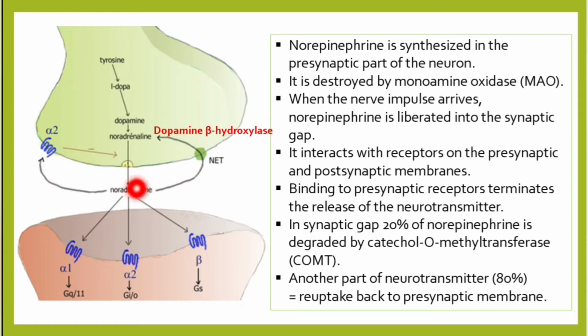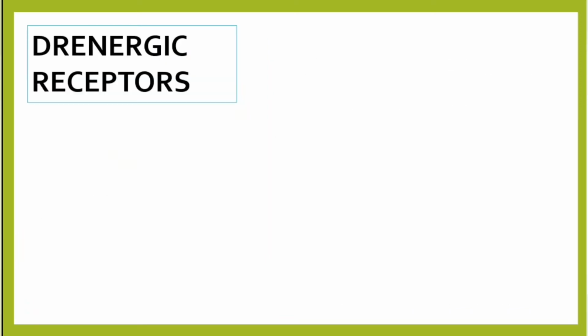So in the synaptic gap here, about 20% of norepinephrine is degraded by catechol-O-methyltransferase, COMT, this enzyme, and another 80% will be taken up by a norepinephrine transporter here. There will be reuptake. Next, we need to review the adrenergic receptors. We covered these in great detail. Adrenergic receptors are classified into alpha and beta adrenoreceptors. Alpha will be alpha-1 and alpha-2.